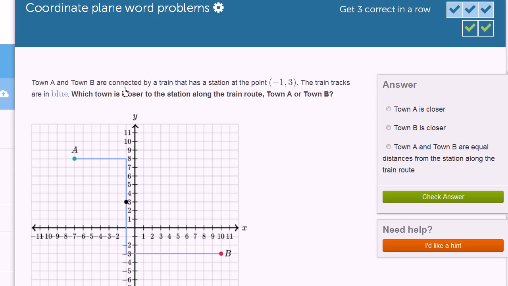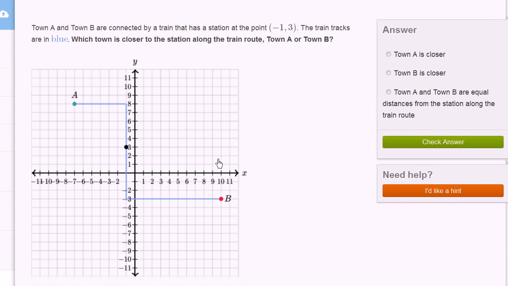Town A and Town B are connected by a train that has a station at the point -1, 3. I see that. The train tracks are in blue. Fair enough. Which town is closer to the station along the train route, Town A or Town B? So they're not just asking us the crow's flight distance, if you were to fly. They're asking which town is closer to the station along the train route. So if you were to follow the train route just like that.